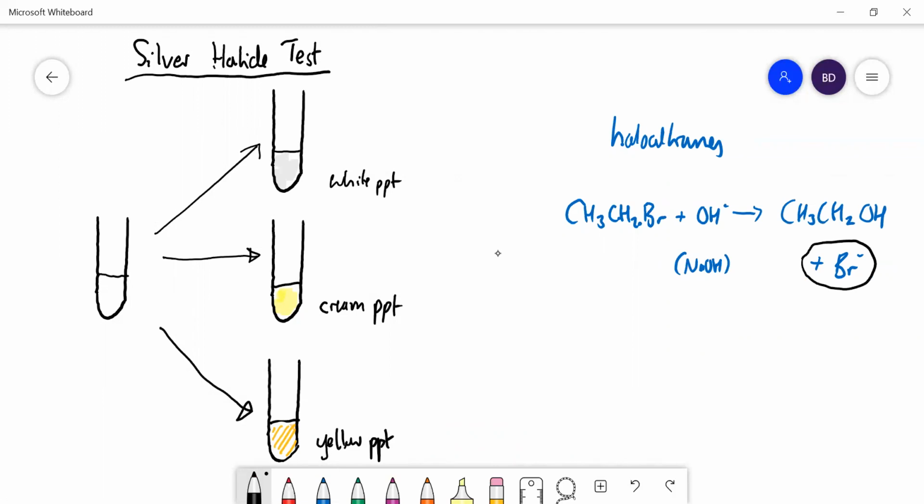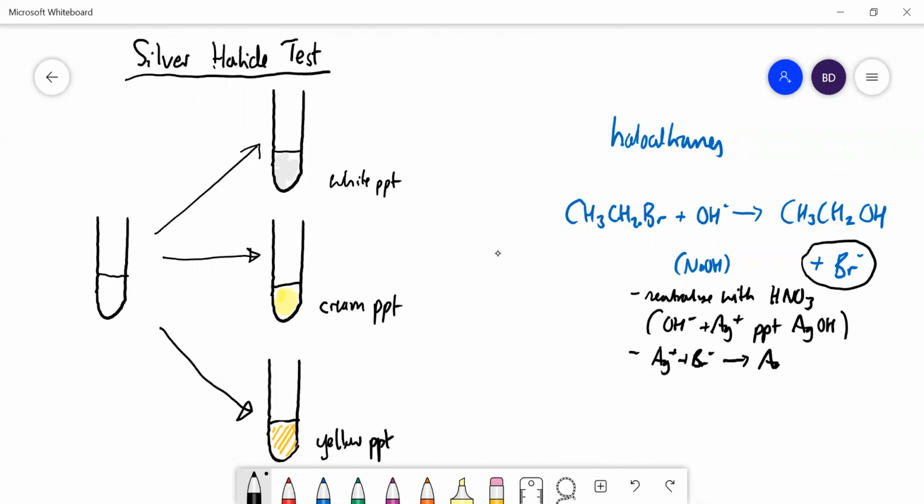Well, first of all, what you need to do is neutralize with nitric acid, because if you don't, the OH minus and the Ag plus will form a precipitate of AgOH, which will confuse matters. And then what happens is the Ag plus ion and the Br minus ion will form silver bromide, which is a cream precipitate.